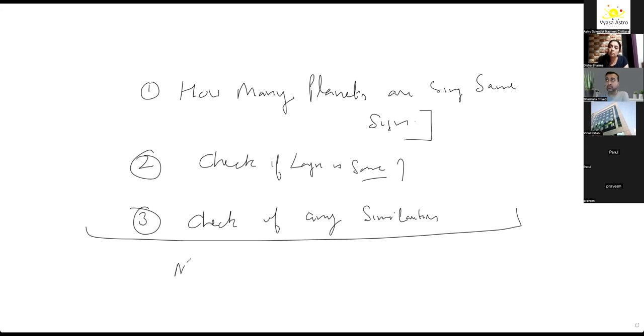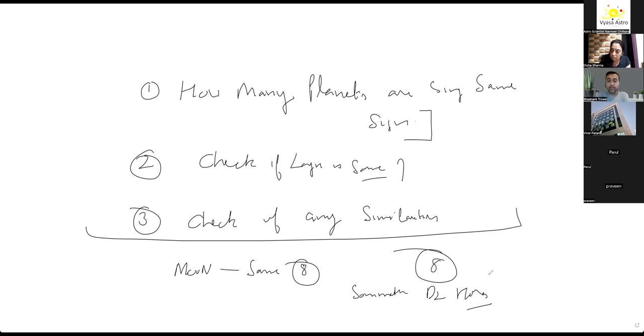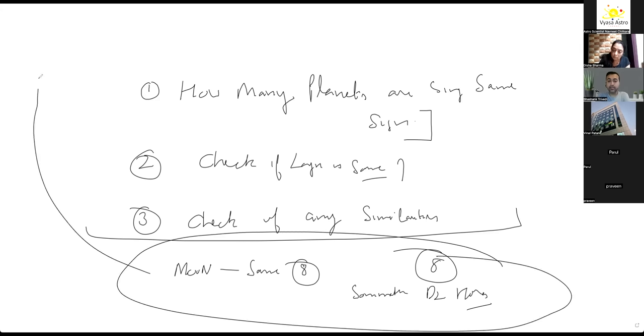Suppose your moon is in the same sign as that of the other person. Suppose my moon is in Scorpio. Your moon is also in Scorpio, in the Somanath D2 Hora chart. Now, you have to take this input to D1. Look in the D1 chart, where is your moon and where is my moon?